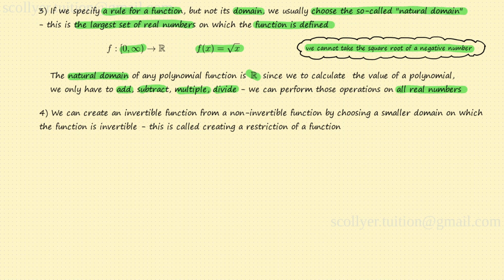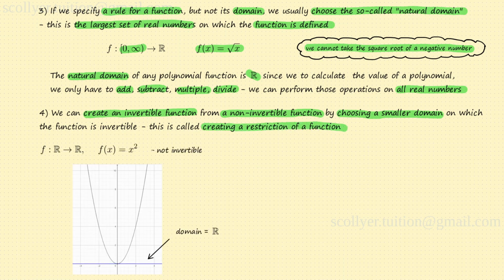And the final point is that we often choose a domain to allow us to create an invertible function from a non-invertible function. We do this by choosing a smaller domain, and this is called creating a restriction of a function. And so if we consider the function with formula x squared and domain R, which is shown in the picture below, that function is not invertible.